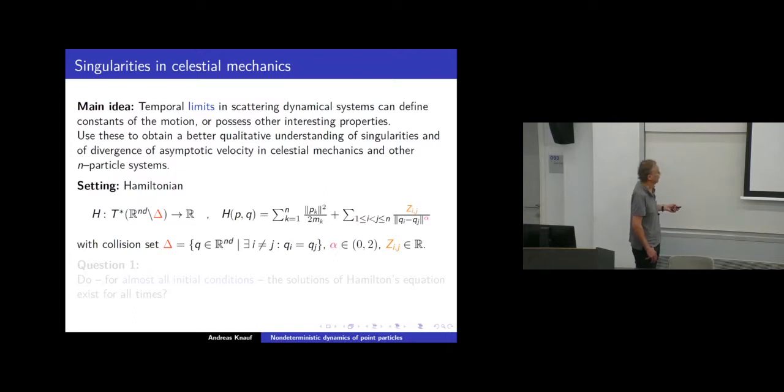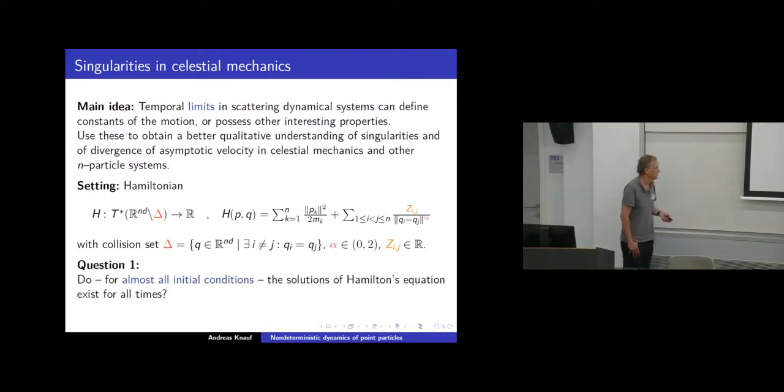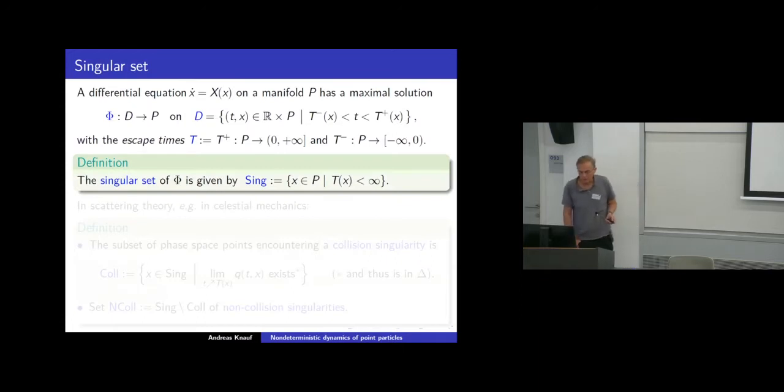So the first question I want to pose is a very simple-minded question. Can we say that solutions of the Hamiltonian equations exist for all times? Of course, we know that in celestial mechanics, you can't expect this because there are collisions already for two particles. So can we say that for almost all initial conditions, this is possible? So that's the first question.